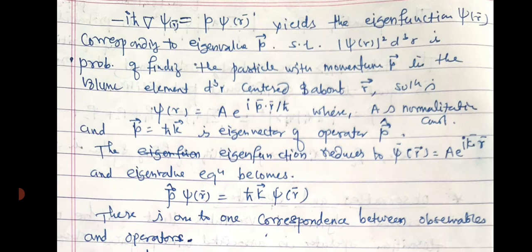One more important thing is that there is a one-to-one correspondence between observables and operators. You have studied this one-to-one correspondence in mathematical physics. One-to-one means every element in one set is related to one element in the other set.